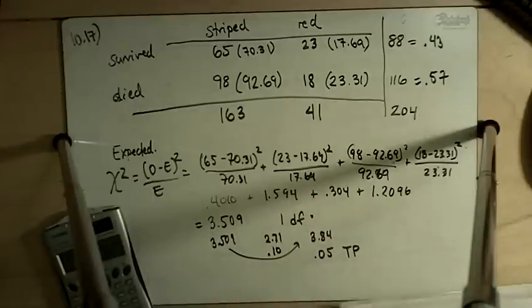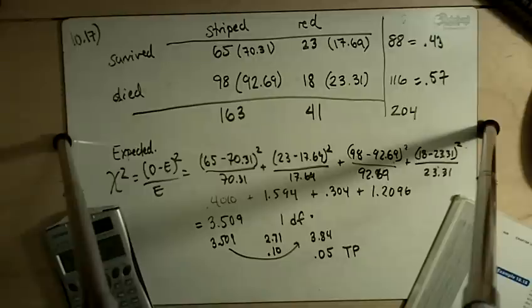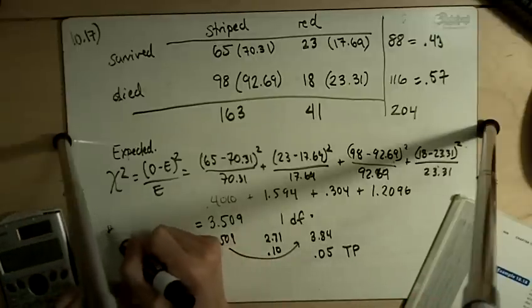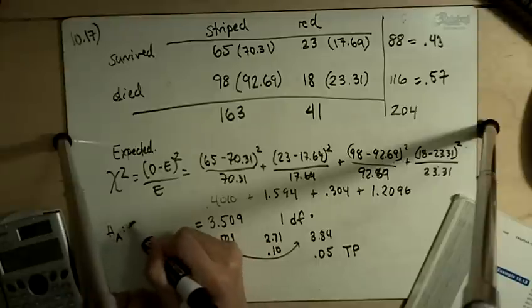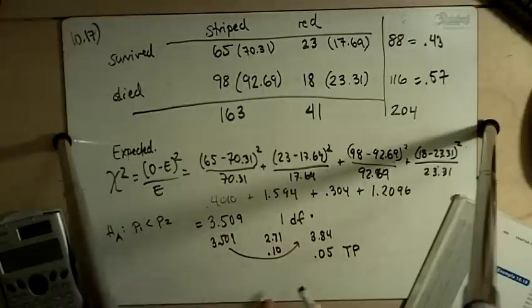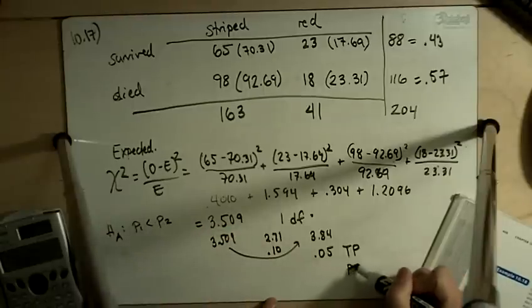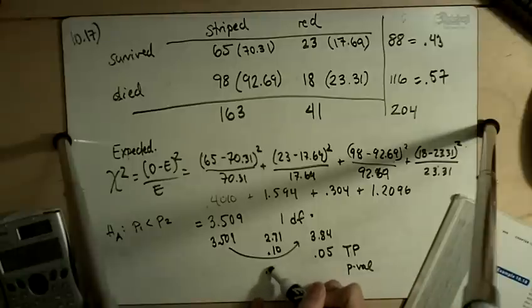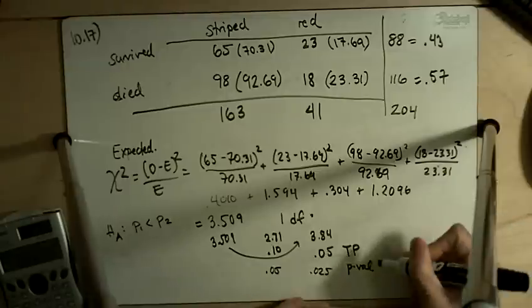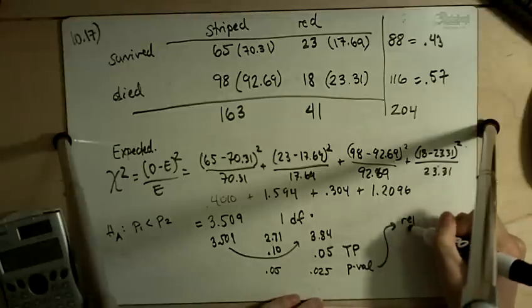Those are our tail probabilities, but because this is a directional alternative, remember the alternative hypothesis was that P1 is less than P2, we have to divide by 2 for our p-values. So our p-value is going to be between 0.05 and 0.025. So it's less than 0.05, bigger than 0.025. So in this case, we reject the null hypothesis.